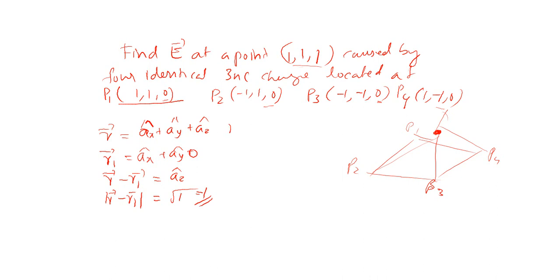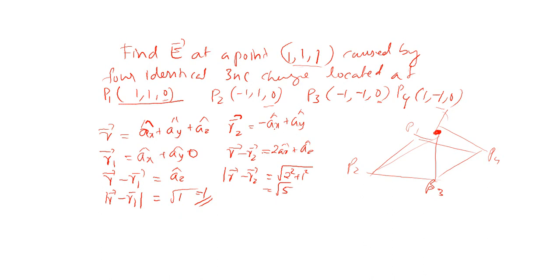Now what is r2? Vector r2 is minus ax plus ay. If you subtract r minus r2, what is r minus r2? It is nothing but ax minus minus ax, so 2ax cap, plus ay minus ay will cancel, az minus 0, az cap. Mod r minus r2 will be square root of 2 square plus 1 square, so root 5.